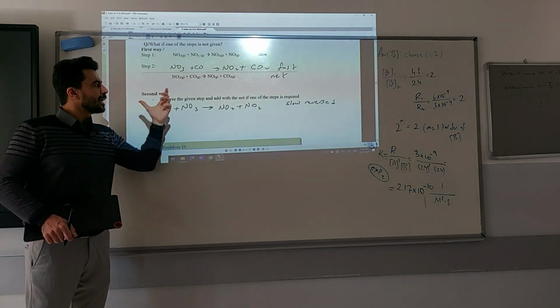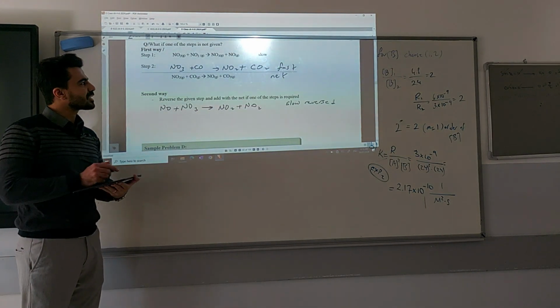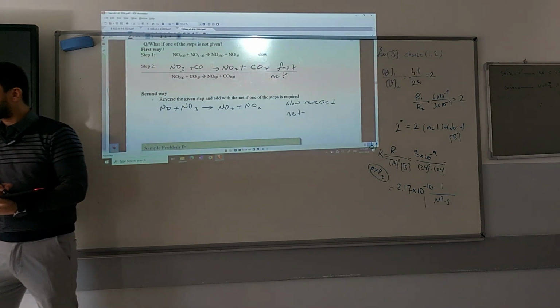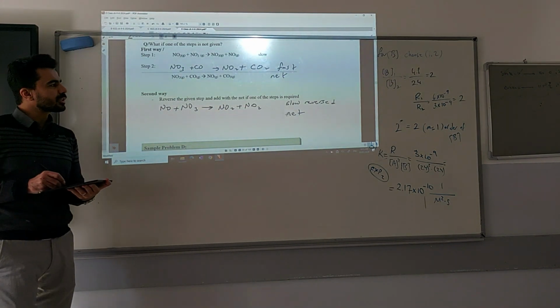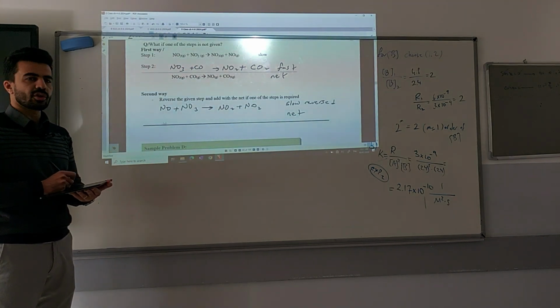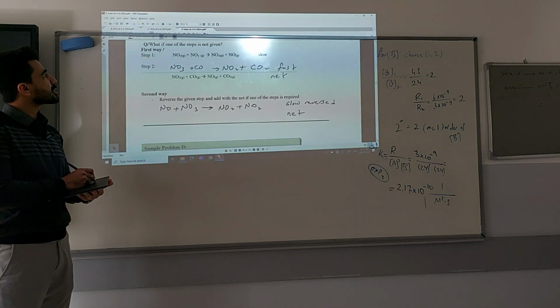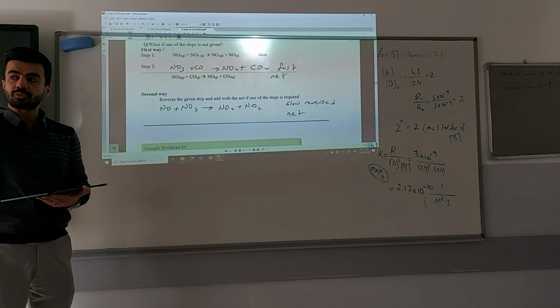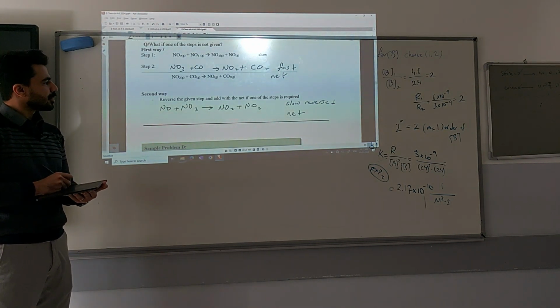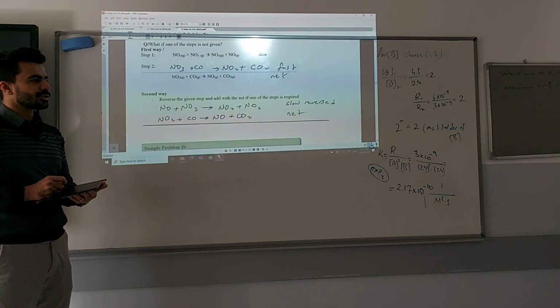This is so easy. Just reverse the slow and add it with the net. In this way, you don't have to think and you're not gonna get confused how you're gonna solve it. Just do this and the rest is easy. Okay? Now when you write the net, don't reverse the net. Just keep the net as it is. So NO2 plus CO becomes NO and CO2.